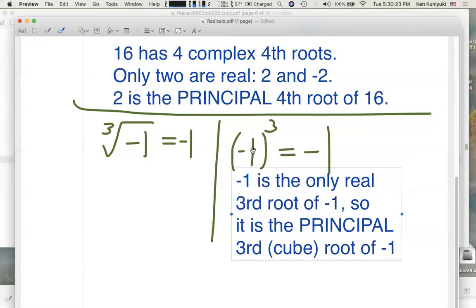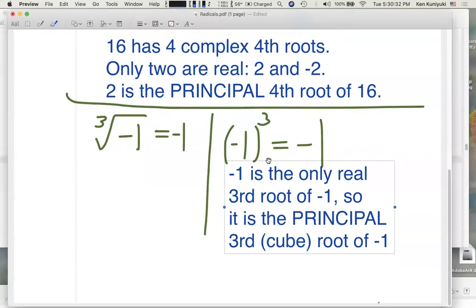Because no positive number has the property that the cube is -1, the best we can do is this negative number, which at the very least is a real number. -1 is the principal cube root of -1. So the principal root can be negative if you're taking the odd root of a negative number.